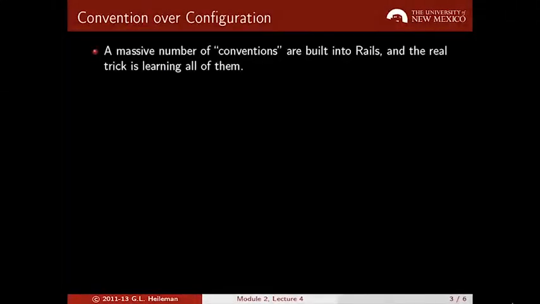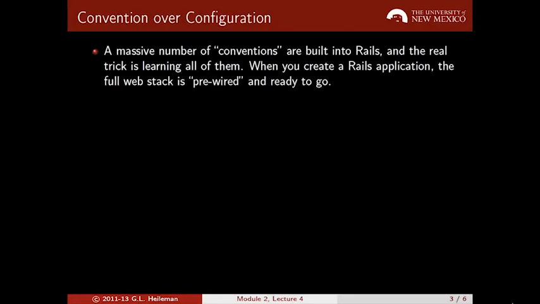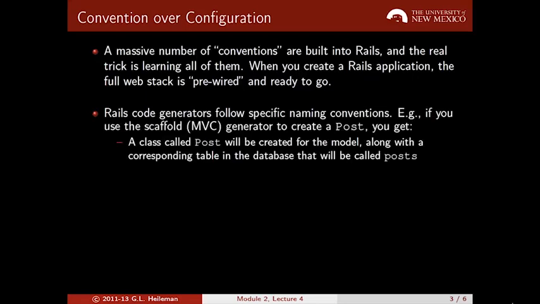First, convention over configuration. Rails has a massive number of conventions that are built into it, and the real trick with Rails is learning all of them. When you create a Rails application, we've already seen that you get a full web stack that's pre-wired and ready to go. You get code generators. These code generators have specific naming conventions that you shouldn't fight against.